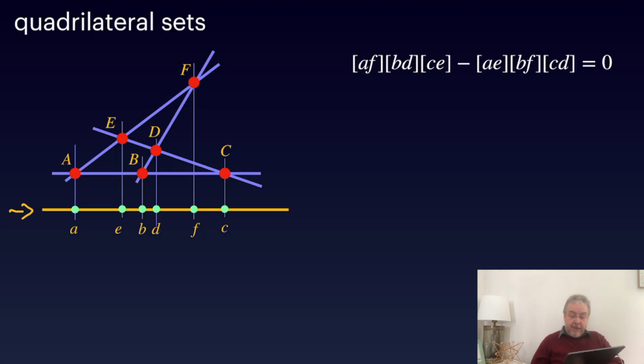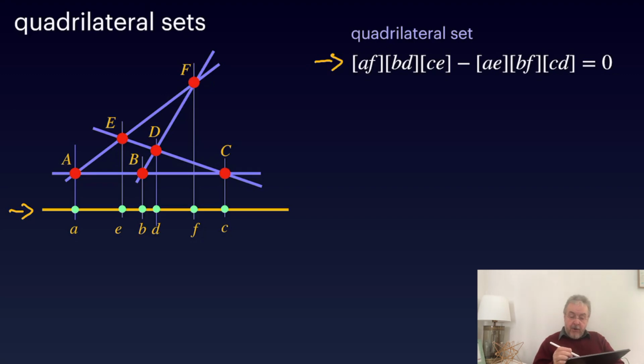So 6 points are in a position such that they can be lifted if and only if this equation of determinants here is satisfied. We call such a collection of 6 points that satisfy this relation a quadrilateral set, and you should notice that the points play a slightly unsymmetric role. There is not the full S6 working as a permutation group here.